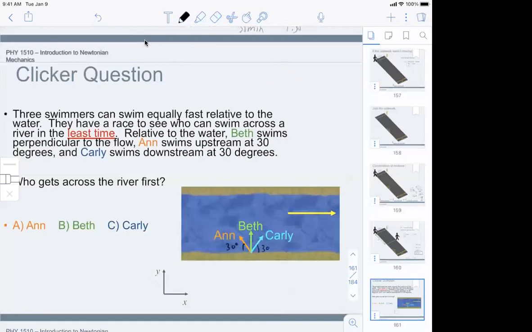And Charlie swims 30 degrees downstream relative to the water. So this is all relative to the water. The water flows downstream, so this is the water to the right. Okay, so who gets across the river first? I'll give you a hint. This is like the moving belt. In this case, the water is like the sidewalk. You're getting across the sidewalk. So who gets across first comes down to who can get across with the shortest distance. All right, I'll let you again discuss this for about a minute or two.